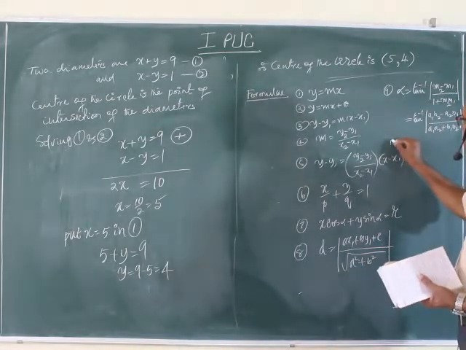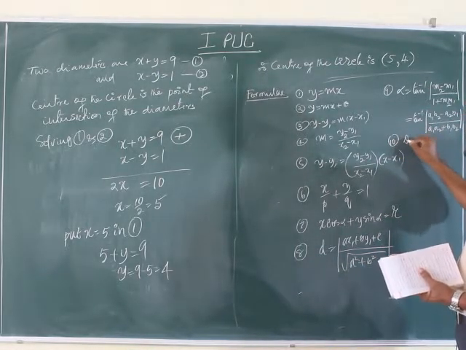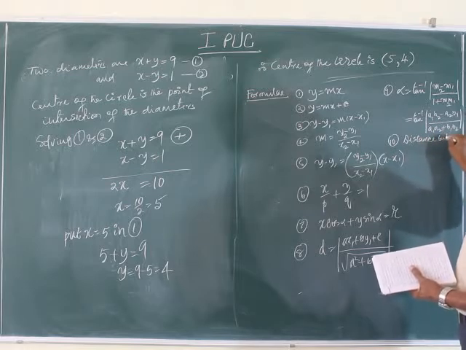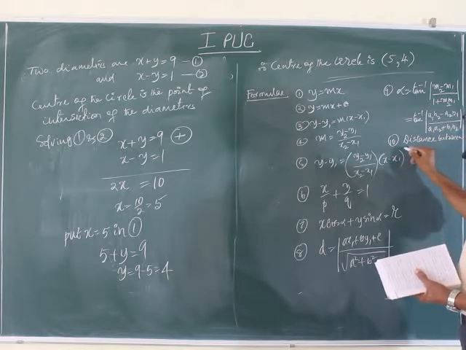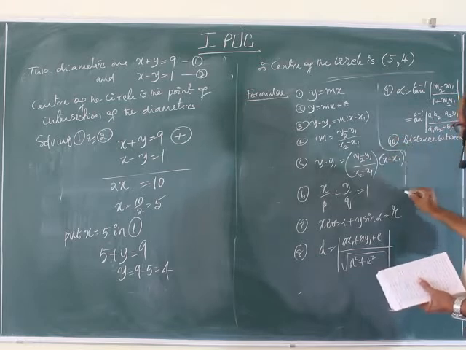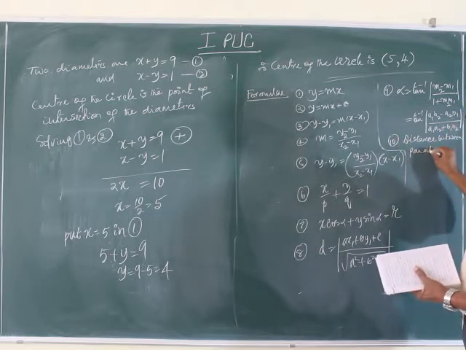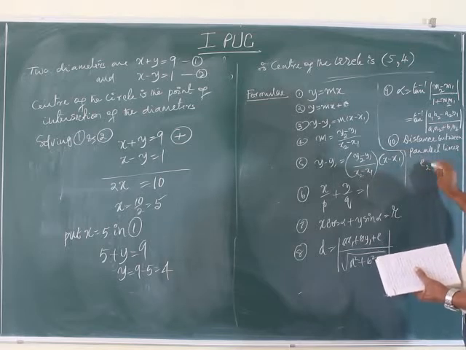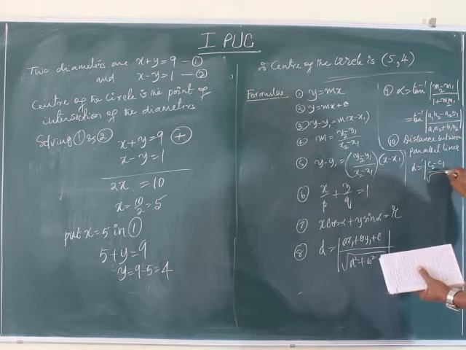9th one, 10th one. Distance between parallel lines: c2 minus c1 divided by root of a square plus b square.